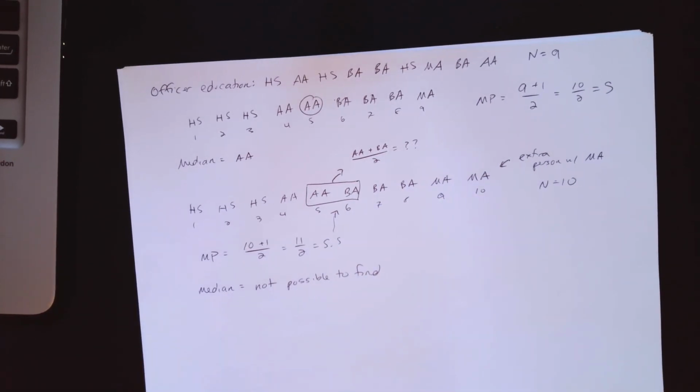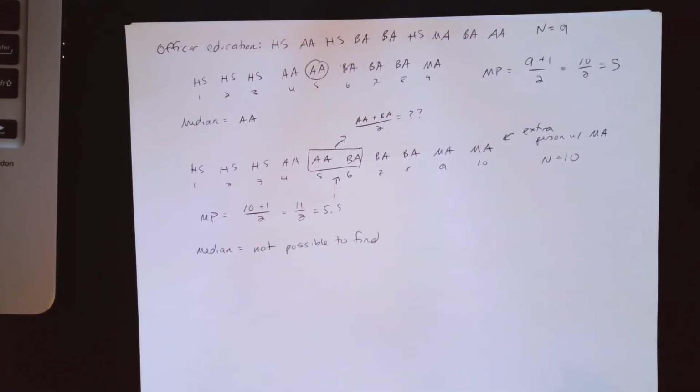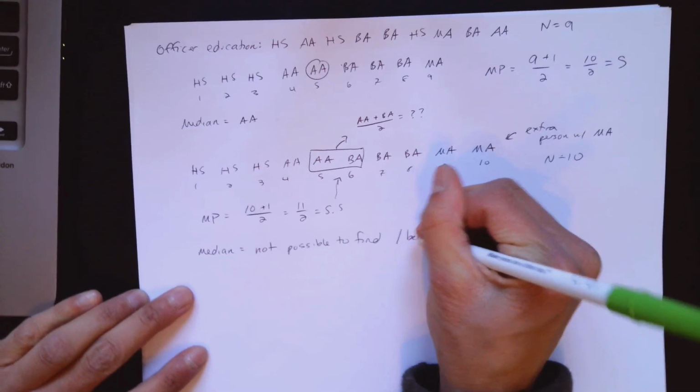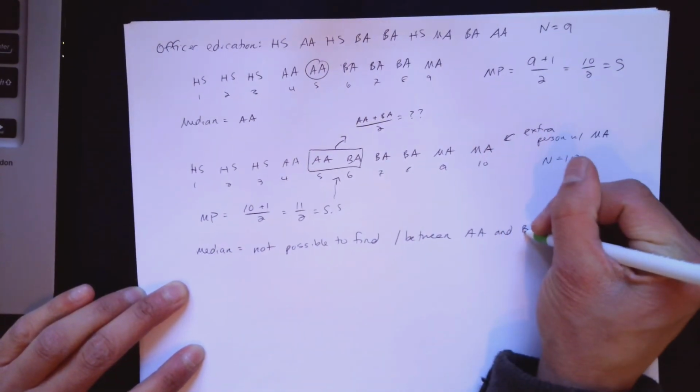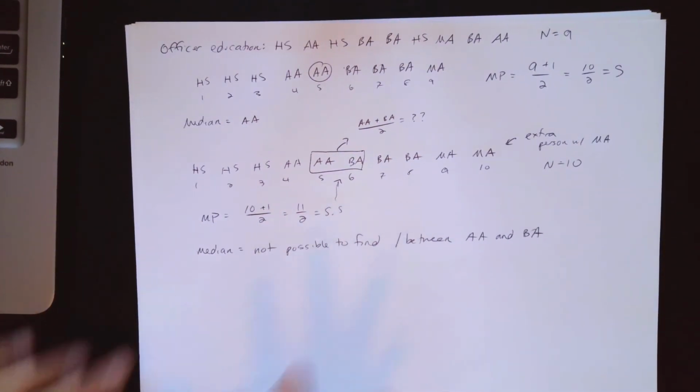Or if you really wanted to be descriptive, you could say that it falls in between your associates and bachelors. But when I give you guys questions like this, I will just be expecting you to tell me that it's not possible to find the median here. But either way, this is why our median sometimes doesn't work for ordinal level data.